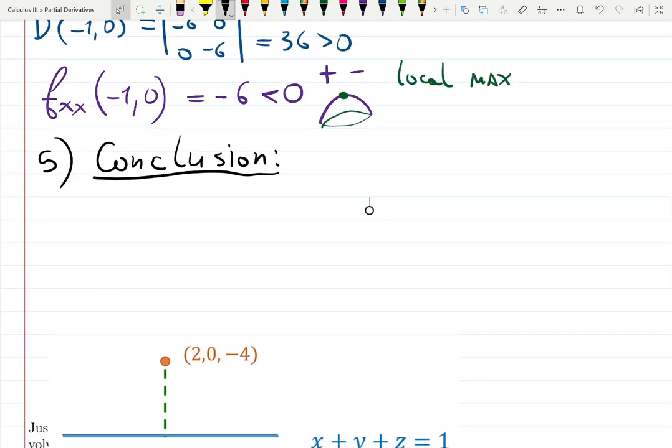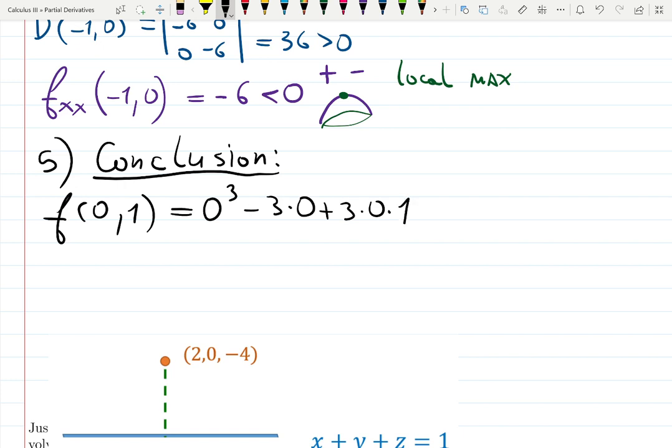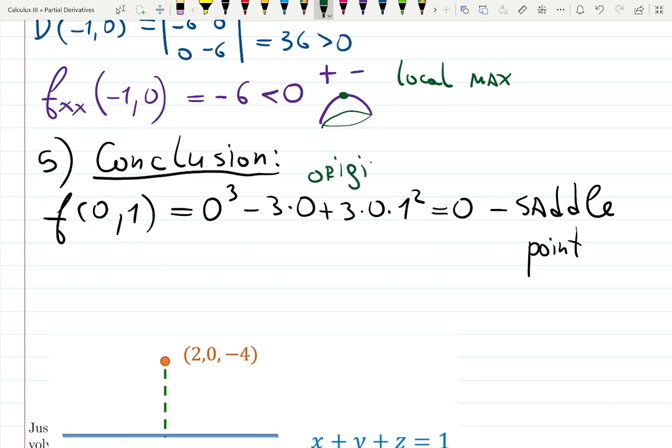Okay, let's see what's the conclusion. F at 0, 1. You plug it into the original function, and I will do it for you. 0 cubed minus 3 times 0 plus 3 times 0 times 1 squared is 0. This is a saddle point. A saddle point. 0, 1 was a saddle point. I plugged it into the original to find how low or high the saddle point goes.